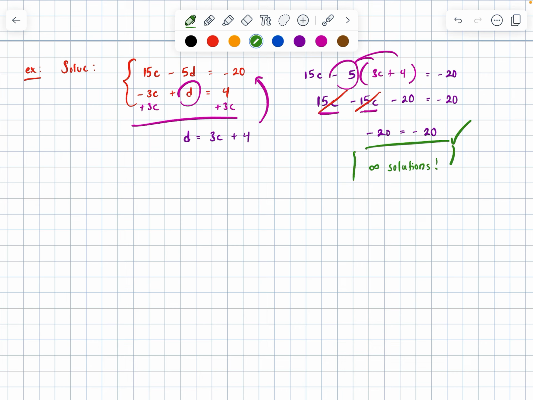In fact, any point on one line will make the other equation true. If you notice, they are in fact multiples of each other. So these are two different ways of writing the same line.